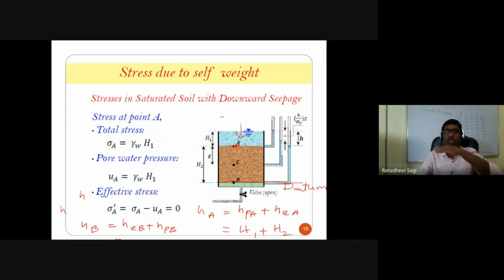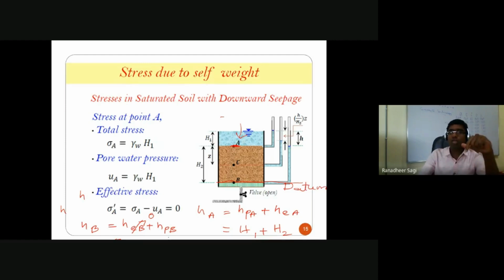Where is point B? Point B is at the datum position. So automatically the elevation head is nothing but 0. And the pressure head, if I am trying to calculate it, okay, if I insert a standpipe here, as we are saying, the valve is opened.